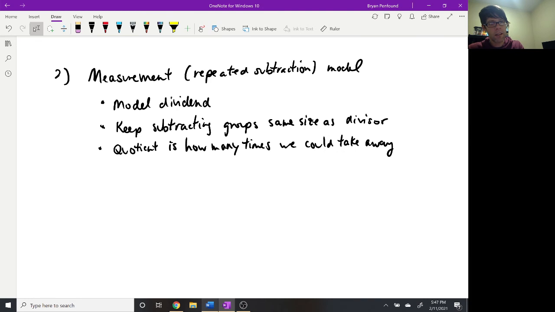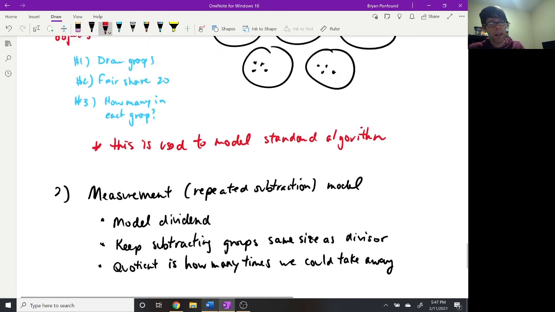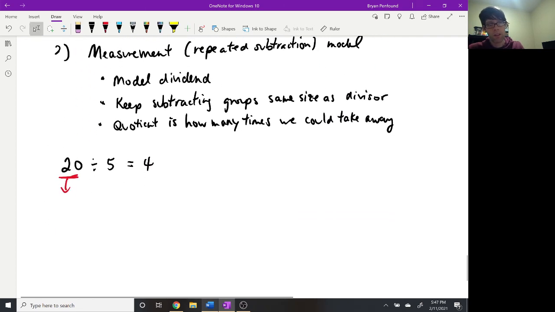Okay, so let's look at the example here. We'll do 20 divided by 5 is equal to 4. Again, we're going to think about the number 20 as the number of objects that we have. So we have 20 objects. But now the number 5 is going to be the number of items that we're subtracting, the number of items per group.